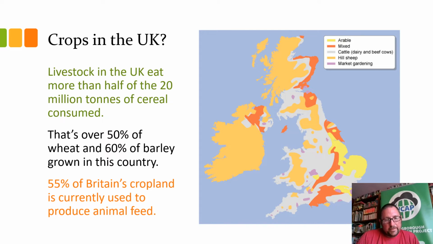better for it. But livestock eat more than half of the 20 million tonnes of cereal that we as a country consume. That's over 50% of wheat and over 60% of barley that's grown in this country. 55% of that cropland that we were talking about earlier is currently used to produce animal feed.